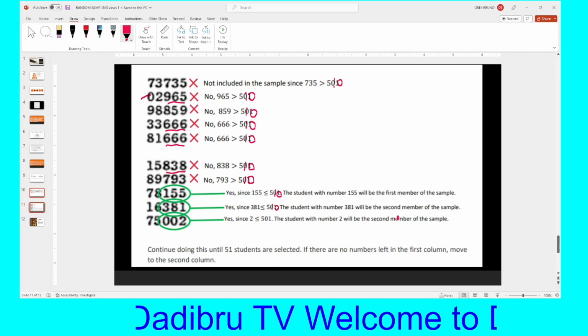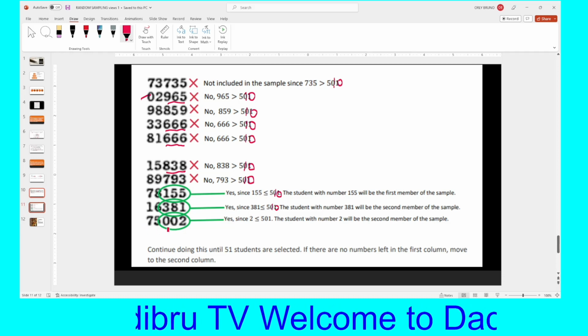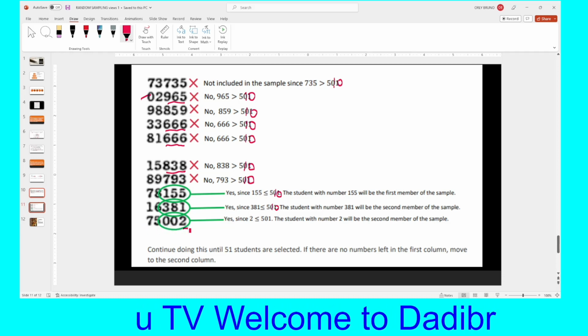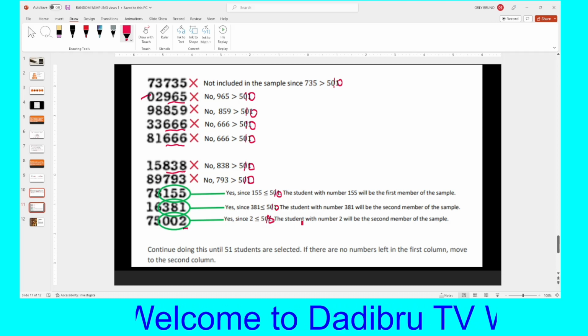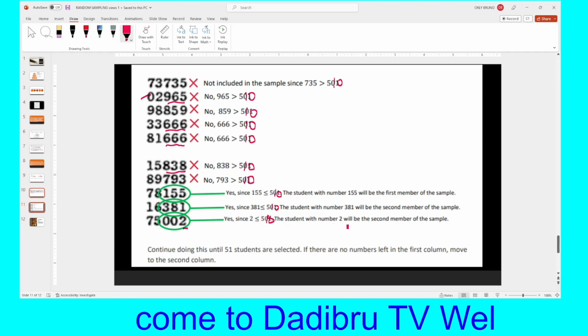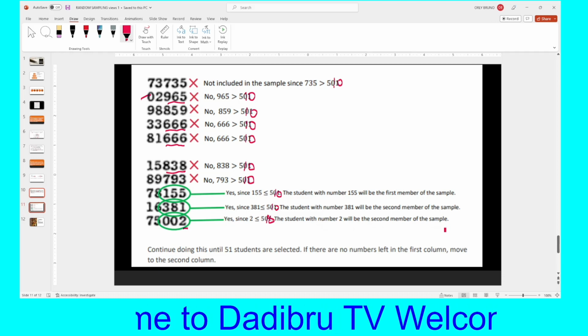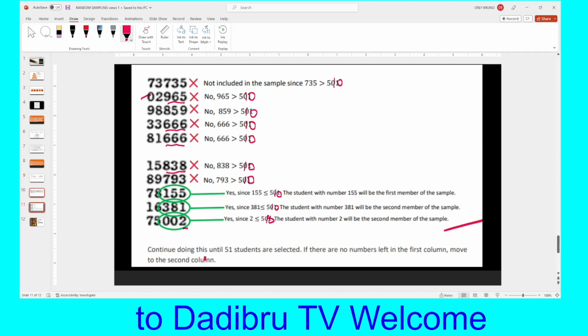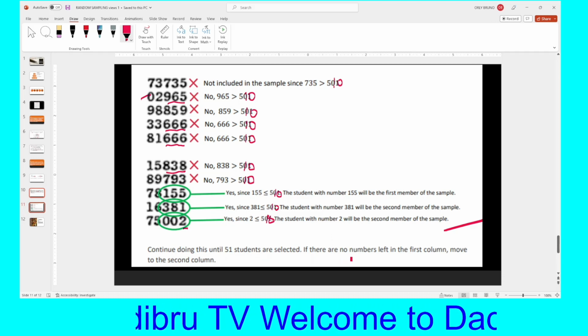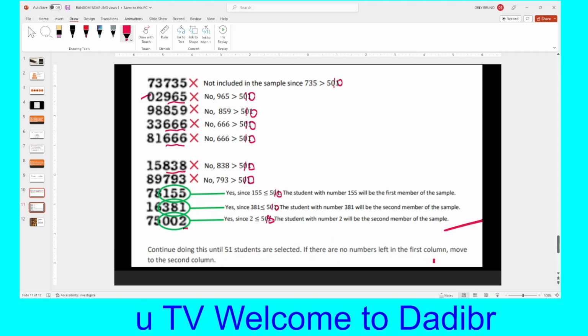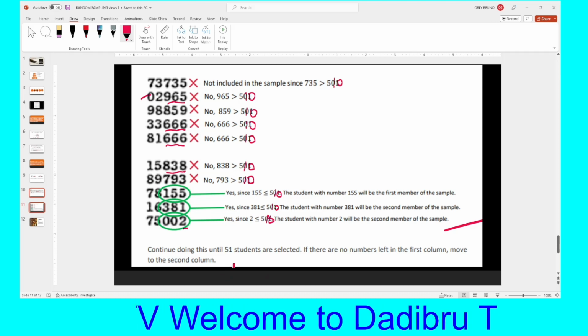Okay, the 10th random number whose last 3 digits is 2. So 2 is less than or equal to 510. Therefore, the student with number 2 will be the next member of the sample. So continue doing this until 51 students are selected. If there are no numbers left in the first column, move to the second column.